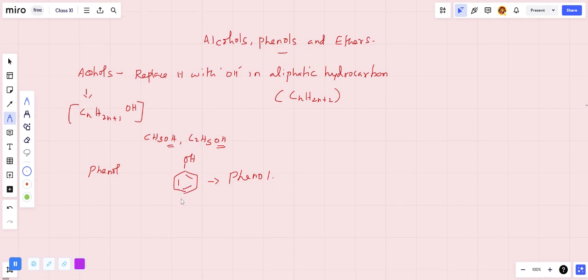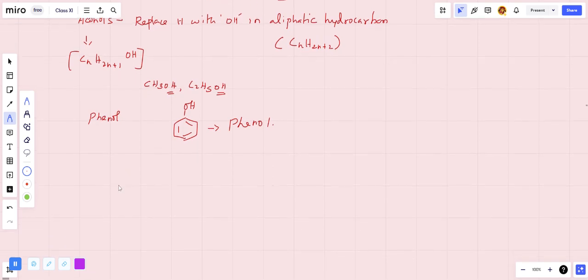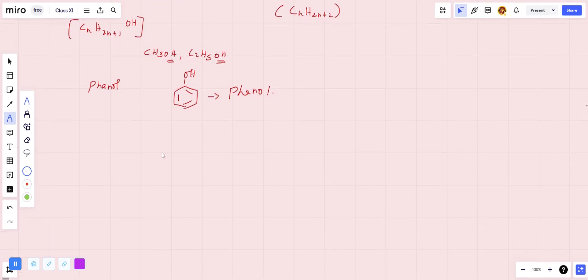Okay, then what about ether? Ethers are R O R dash. This is the general form for ether. In this there are alkyl group ethers and aryl group ethers. For example, if you take CH3O C2H5, this is an aliphatic ether. Aromatic means this will be replaced by an aryl group.